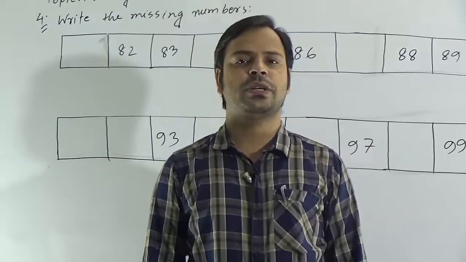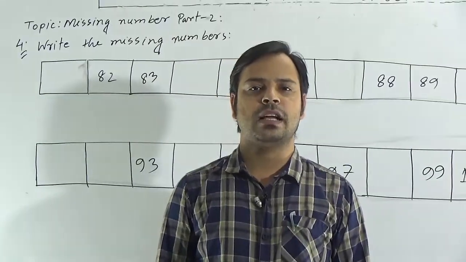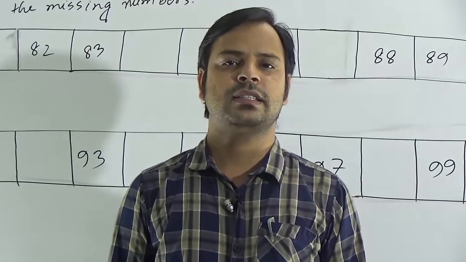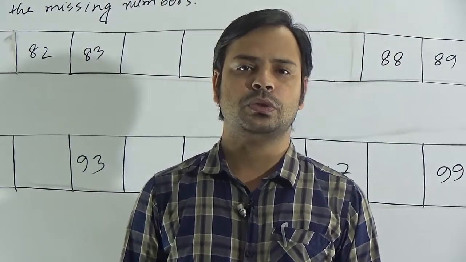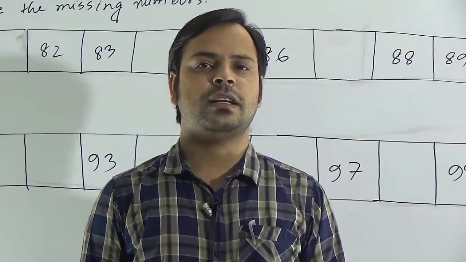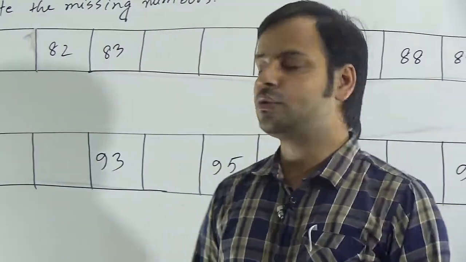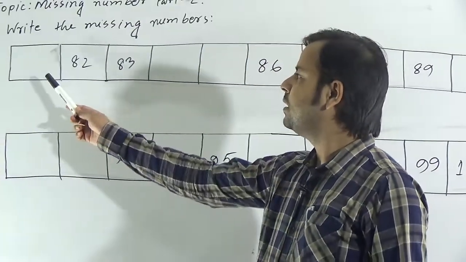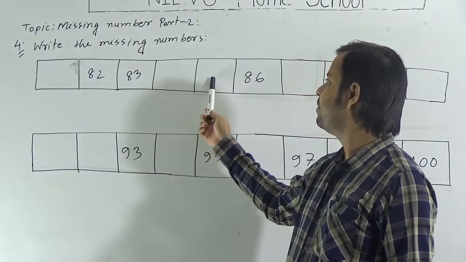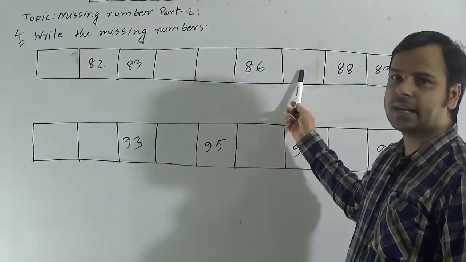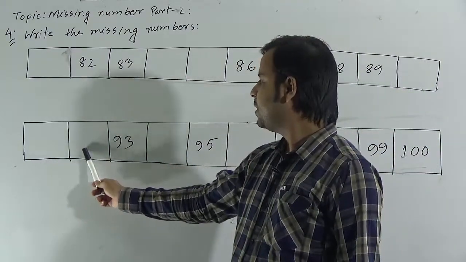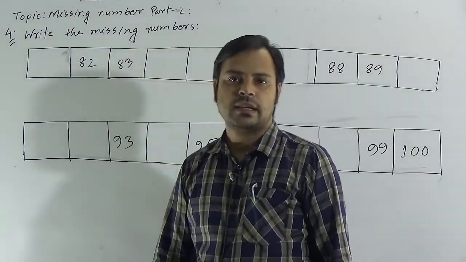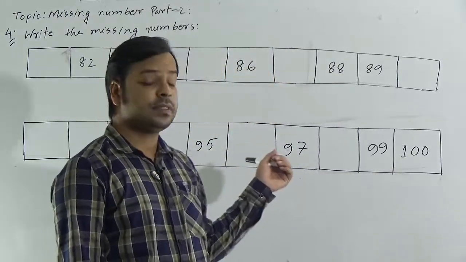Dear students, today I am going to take a math class of class Nursery. Our today's topic is missing number part 2. In this part, I will show how to write the missing numbers. Here is a gap, here is a gap, here is also another gap, here is a gap, here is also a gap. In this way, I have to fill up these gaps.